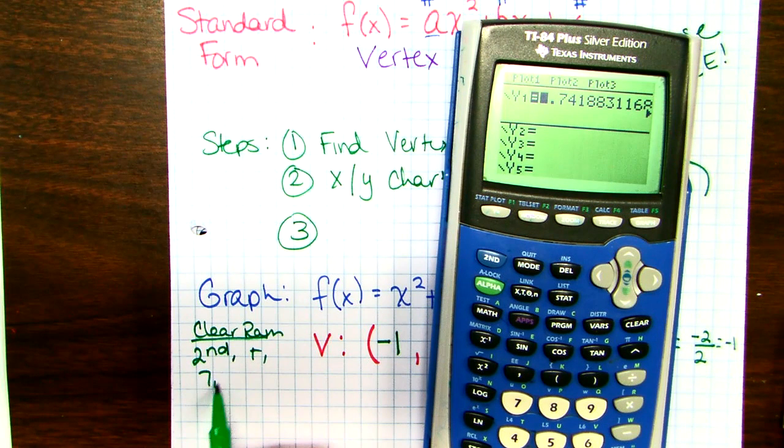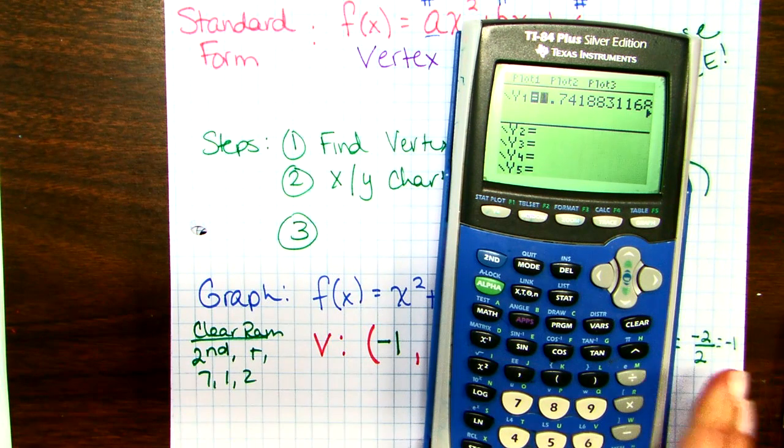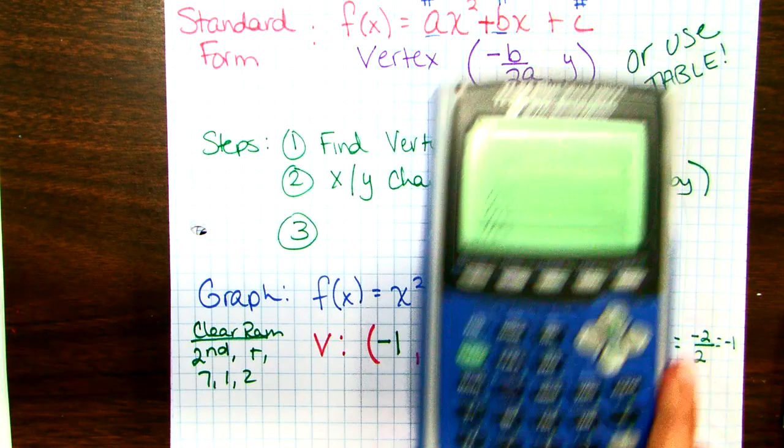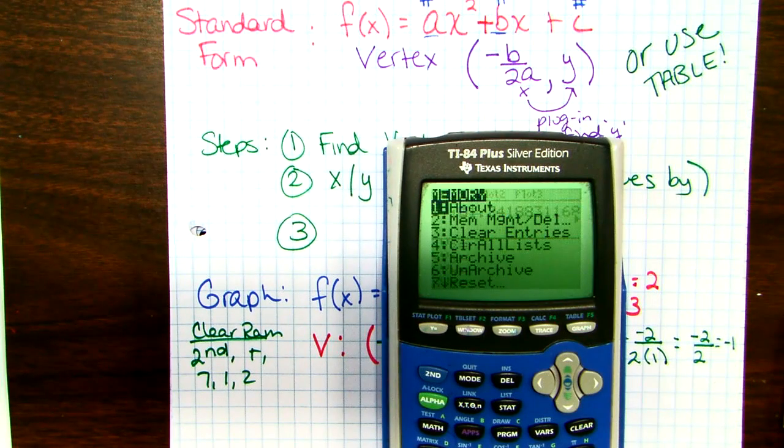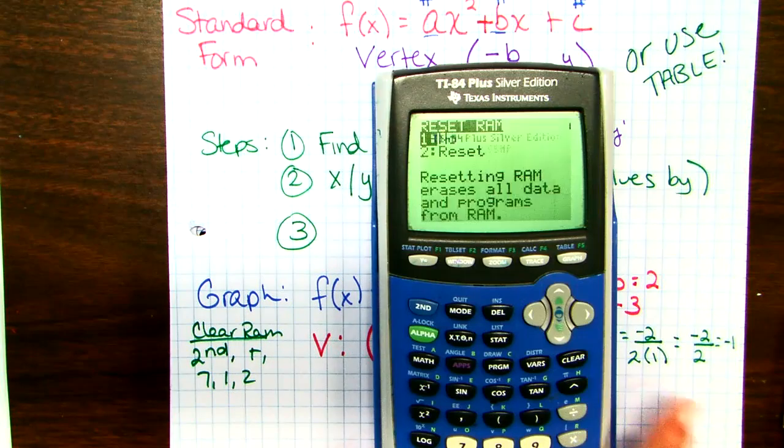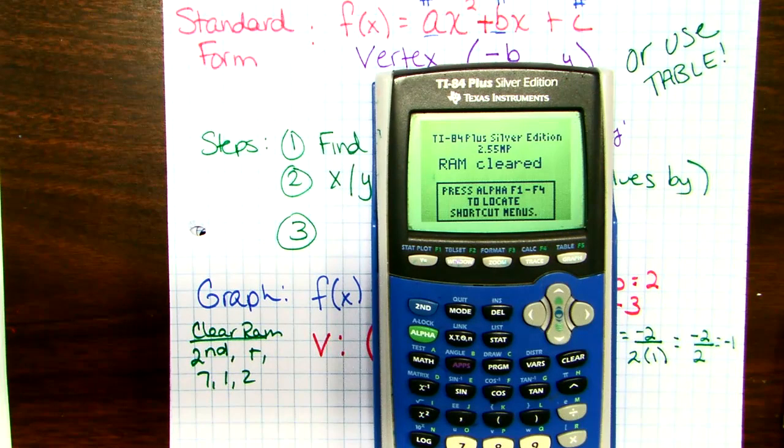Second plus 7, 1, 2. And you can use these on the exam, the tests, everything, so I won't take these away from you. So second plus 7, 1, 2 gives you a RAM cleared. You need that, okay? Because they've been using the Y, they've been graphing on here today.